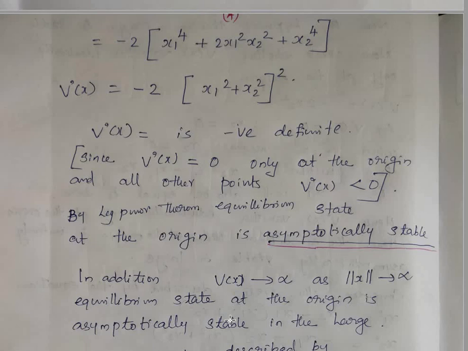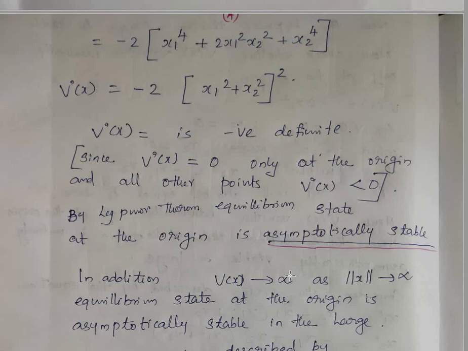Now in addition, if you take norm x tending to infinity, this is the Euclidean norm, and the Euclidean value of a vector x is equal to the square root of x1 square plus x2 square plus and so on up to xn square. If this Euclidean norm tends to infinity, the x1, x2 values tend to infinity, and we can say that V of x also tends to infinity.